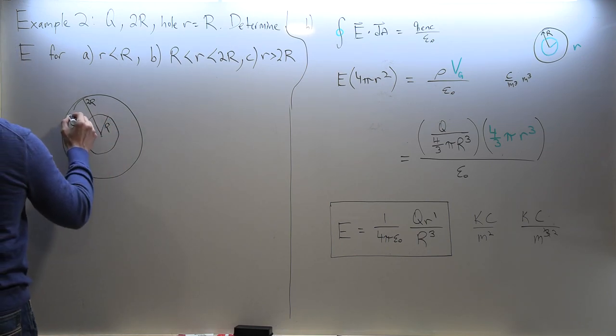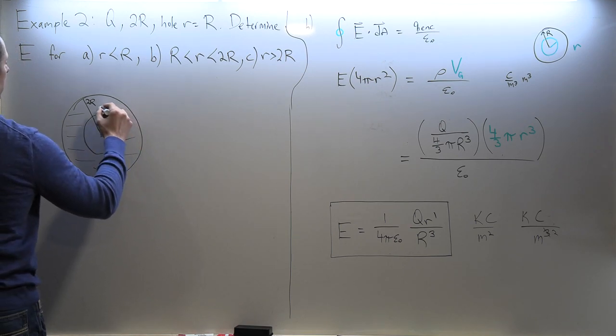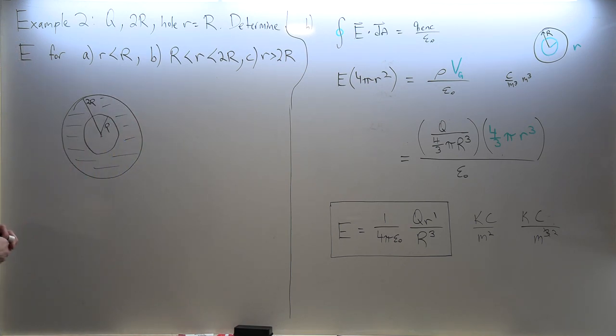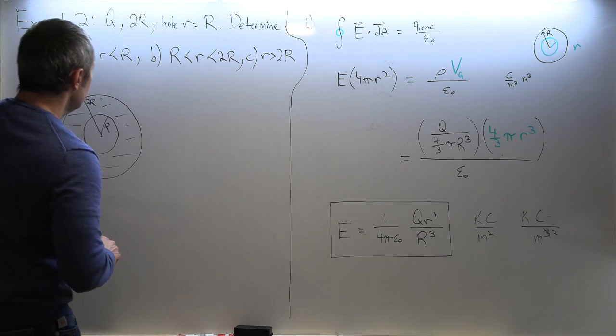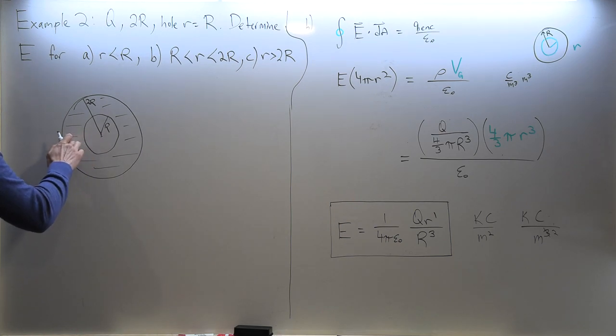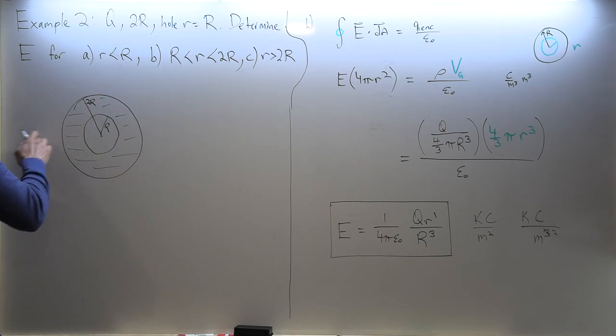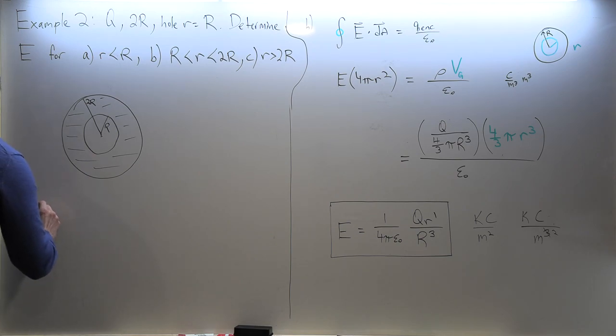So the charge is spread through that volume. Empty cavity in the middle. So we want to find the electric field in the cavity, within the charge that's uniformly distributed within this area, and then outside. So let us begin.